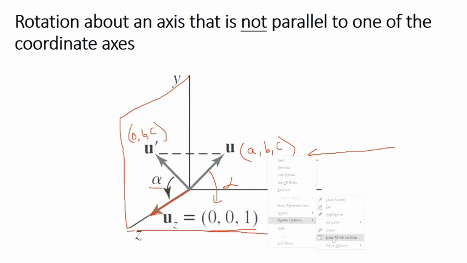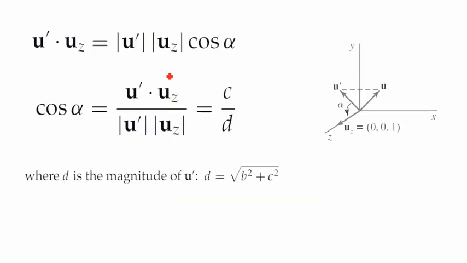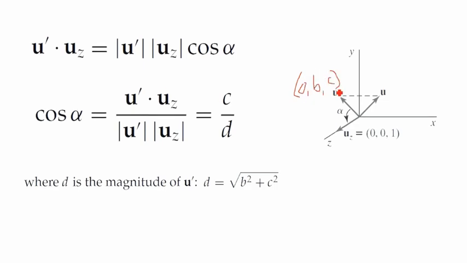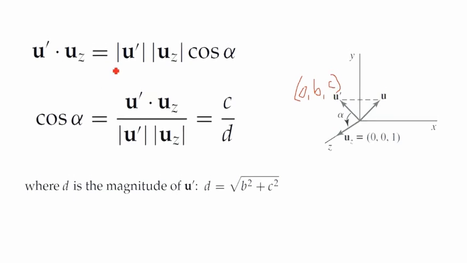So how to do that? If I apply the dot product between 0, b, c and uz, then I have the magnitude of u dash into the magnitude of uz into the cos of the angle between them. So this formula gives us the cos alpha. I don't know what my cos alpha is, that is what I intend to find. So if I take cos alpha to the left hand side, I get u dash dot uz divided by the magnitudes of these two vectors.